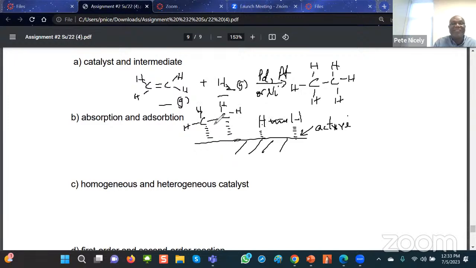And eventually what will happen is that the carbon will pick up a hydrogen in each case, and then the resulting molecule will be released from the surface of the catalyst, and you're going to end up with your product being formed. So that's basically what is occurring in most, I would say, heterogeneous catalytic reactions.